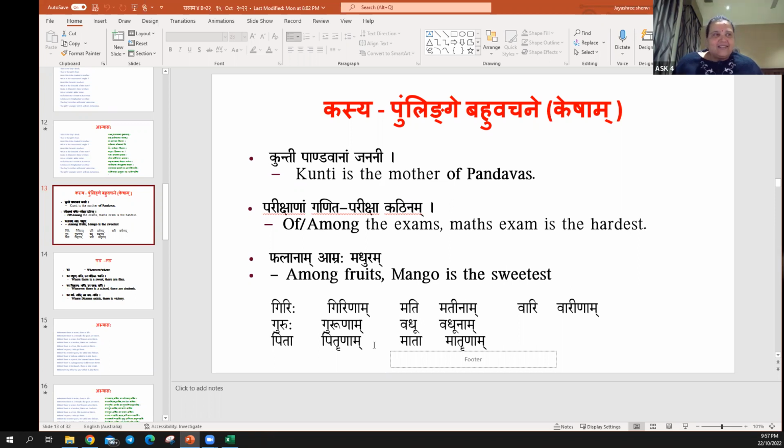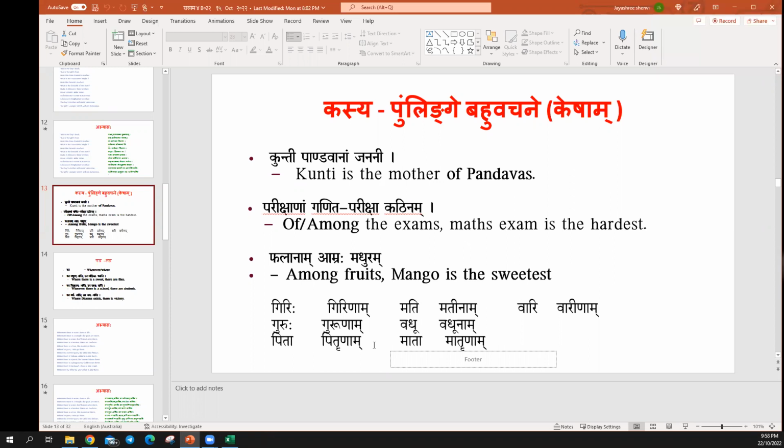Rajeshwari Mode. Can you say something about Vadhu? Vadhu is bride. Among brides. Vadhu naam. What we can say about any sentence. You can frame any sentence. She is going to become a housewife, like Grihani. Vadhu naam, among brides. Okay. Last time what I said was among brides, Sita is the most beautiful. The most beautiful, yeah, we can create.